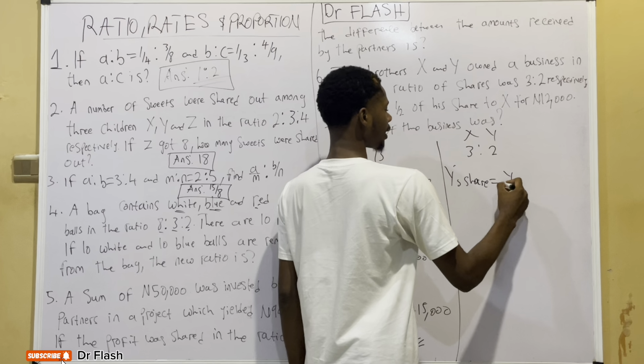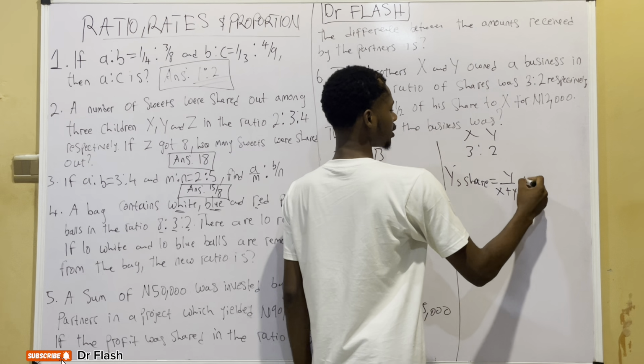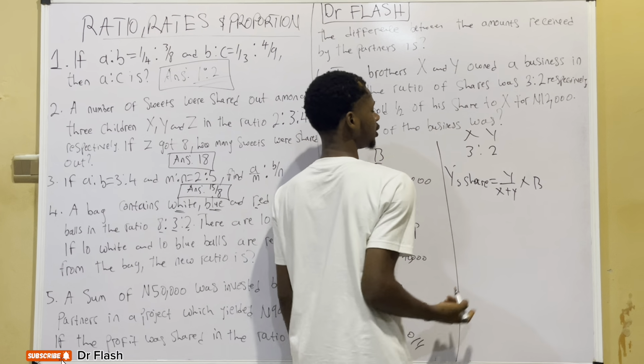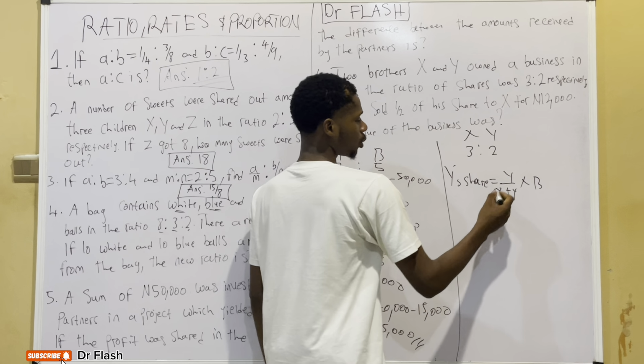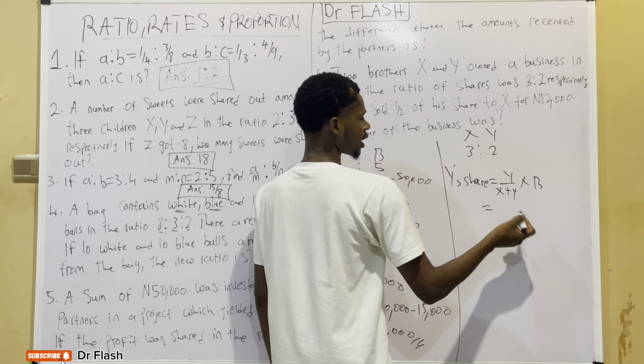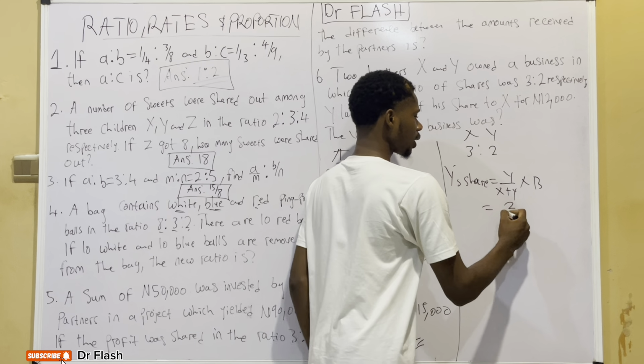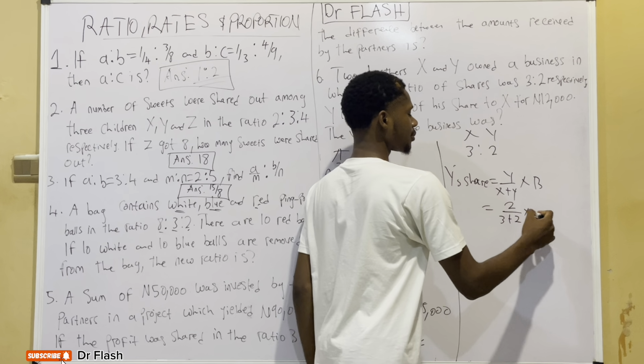it is equal to Y divided by X plus Y times the total, what now? Net worth of the business that is being shared. That's why I call it B. Okay, we don't know Y's share, but we do know that it's Y over X plus Y. Now, Y here is the ratio, which is 2, divided by 3 plus 2 times B.